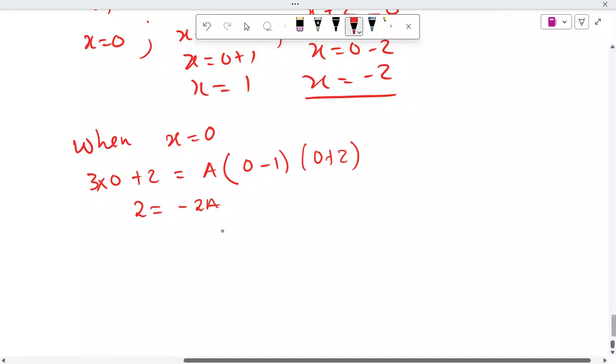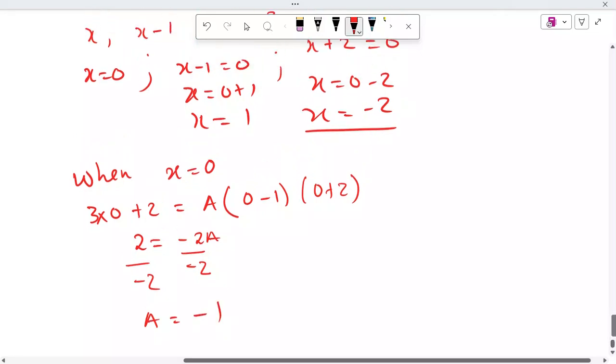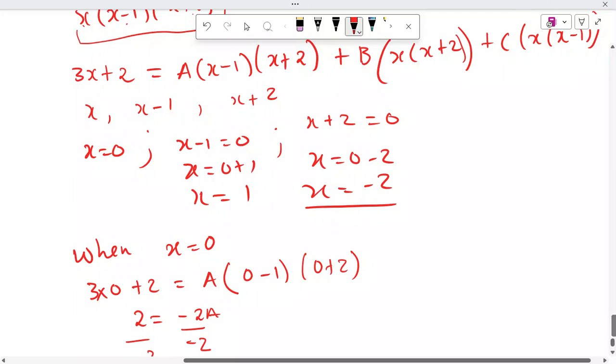Okay, so we find a: divide by negative 2, divide by negative 2. So a equals negative 1. Hope you guys are following. Now when x is equal to 1, this is this one now.